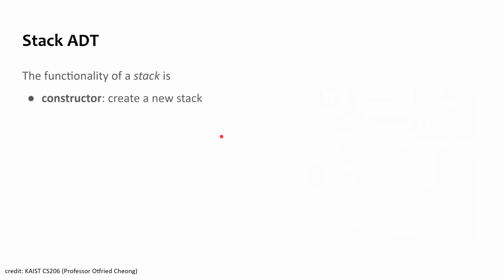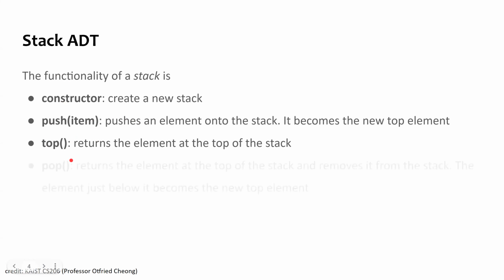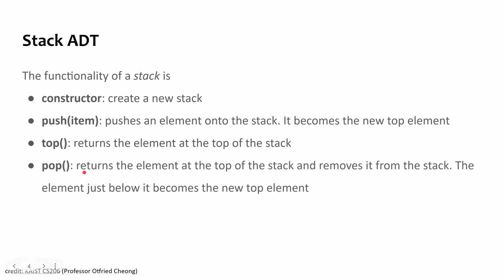And stack abstract data type defines the functionality of a stack. We basically need to define the stack using a constructor, and we need to be able to push some items. We also need to be able to see what's on the top of the stack, and we want to return the item at the top of the stack and remove it from the stack. This is what the pop method is doing.